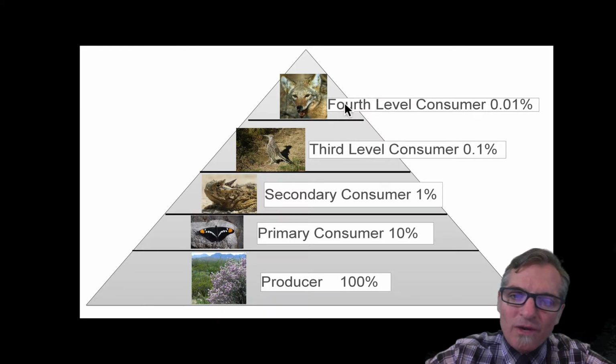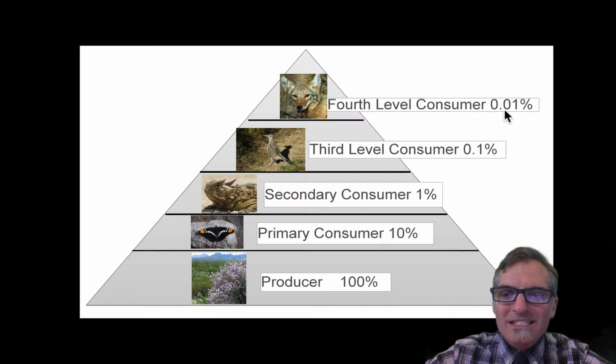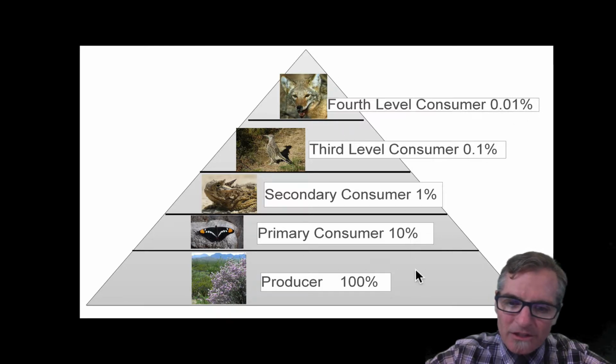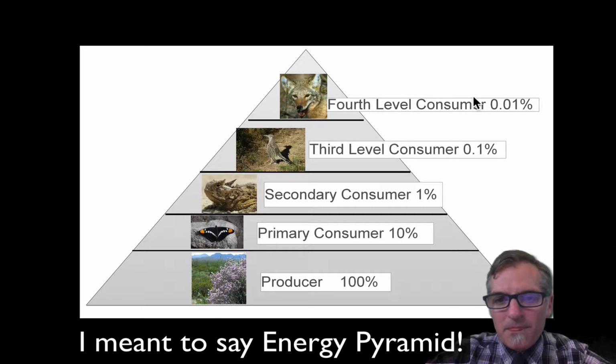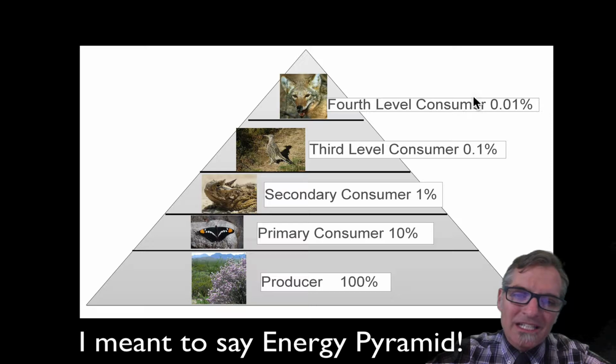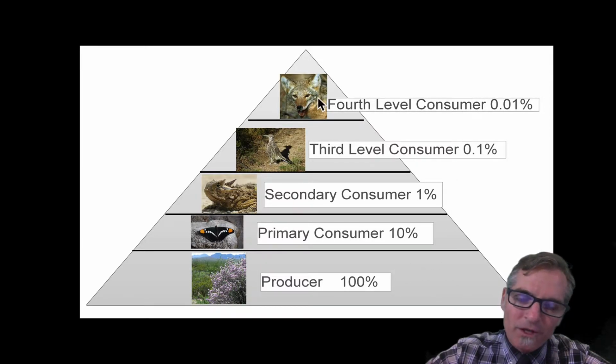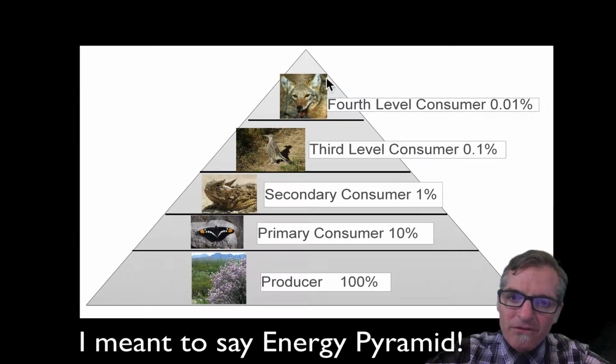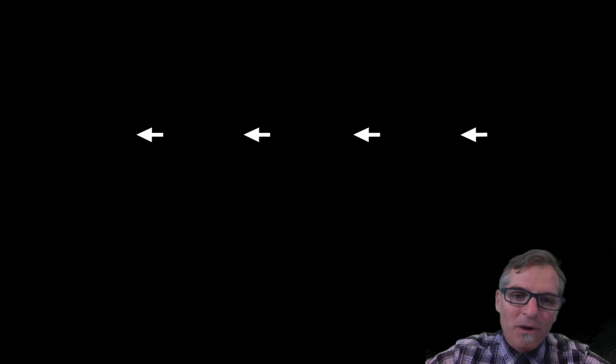And then last, right up here at the very top of the food pyramid, it looks like a gray fox would be a quaternary level consumer. Only a mere 0.01% of that original energy starting with the producers here. So as you go up the food pyramid, energy decreases drastically. And also as you go up the food pyramid, you can see very fewer organisms are supported at the top than down at the bottom.